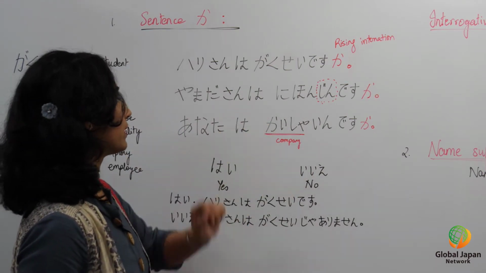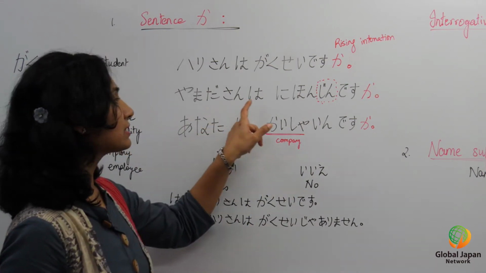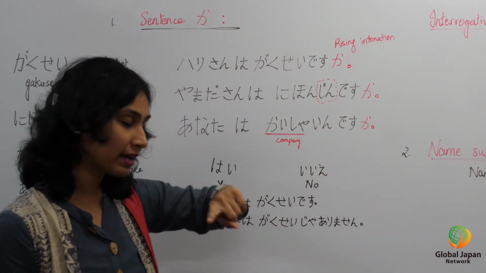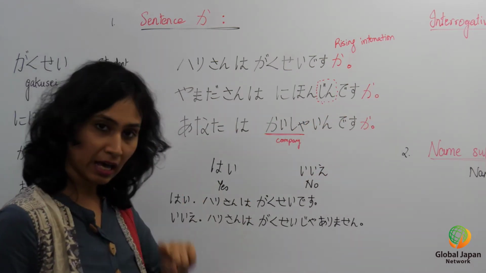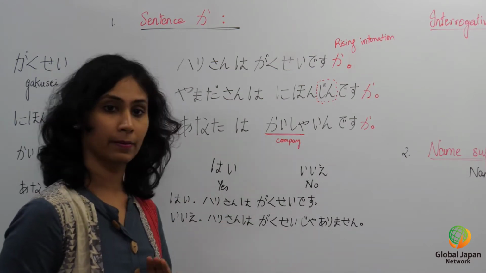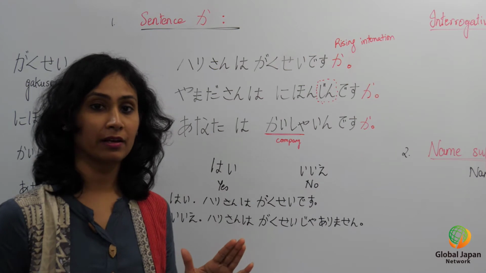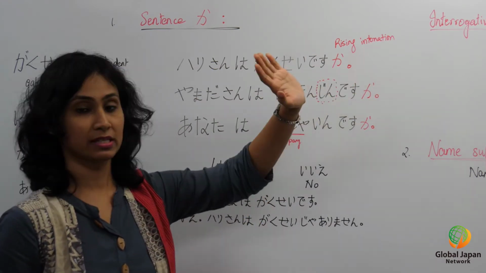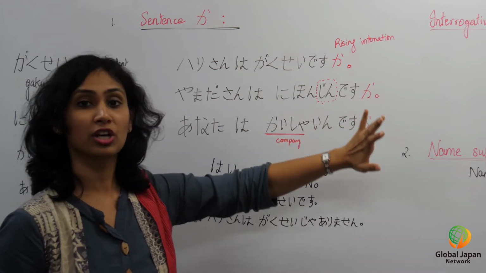Let's get into this one. Yamada-san wa Nihonjin desu ka? If you agree with it, what will you tell? Hai. Yamada-san wa Nihonjin desu. Iie, Yamada-san wa Nihonjin ja arimasen. So instead of this, you're going to put ja arimasen.